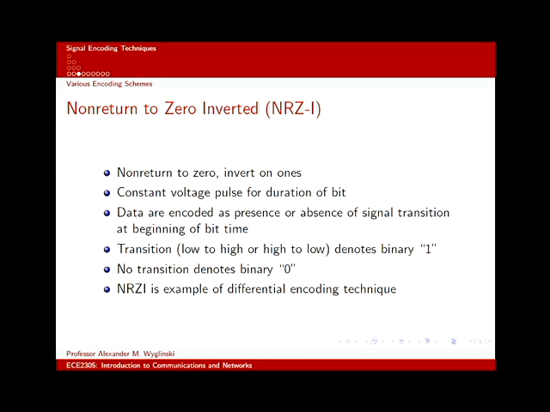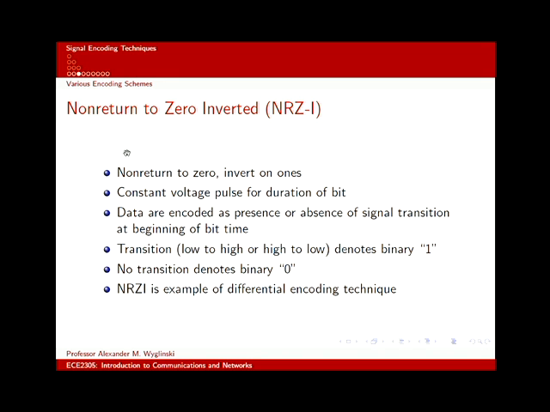There's also something called non-return to zero inverted. So that's NRZI. And what happens in non-return to zero inverted is it inverts on the ones. What this means is that every time there's a one, and it's kind of cool, if there's a zero, the amplitude values, the representations of what a 1 is and what a 0 is, are maintained. But whenever a 1 is transmitted, your mapping of your amplitudes actually inverts.